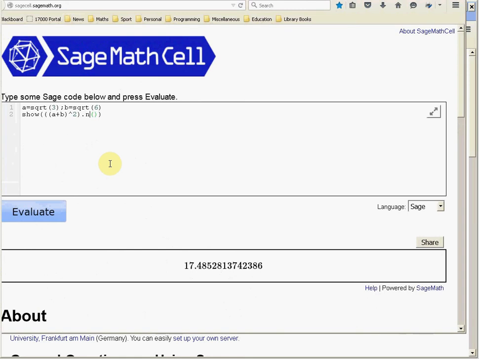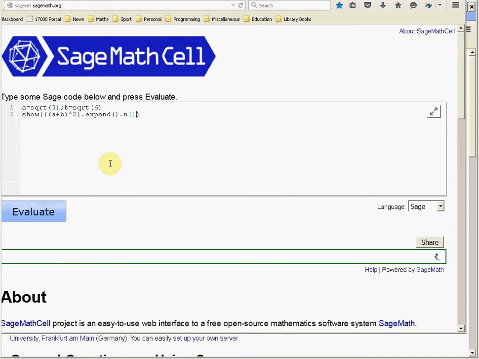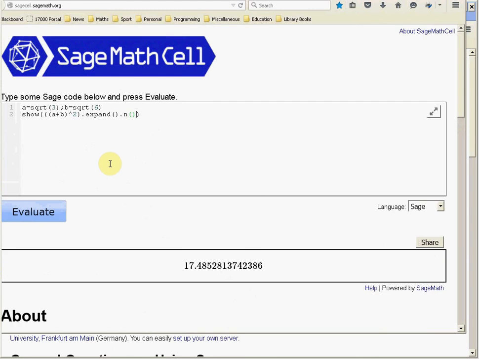Now, interestingly, one of the methods that Sage has is the expand method. So what's the square root of 3 plus the square root of 6 all squared? There it is, squared out for you and left as an exact answer. If I wanted to, I could find a numerical approximation of that. And as you can see, that's all very, very clever.